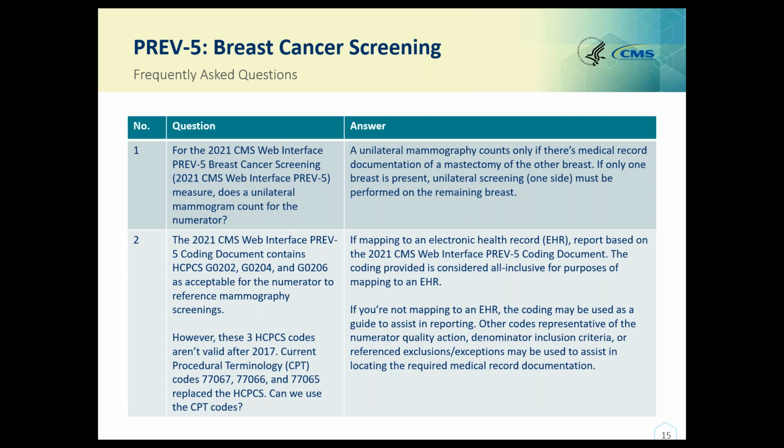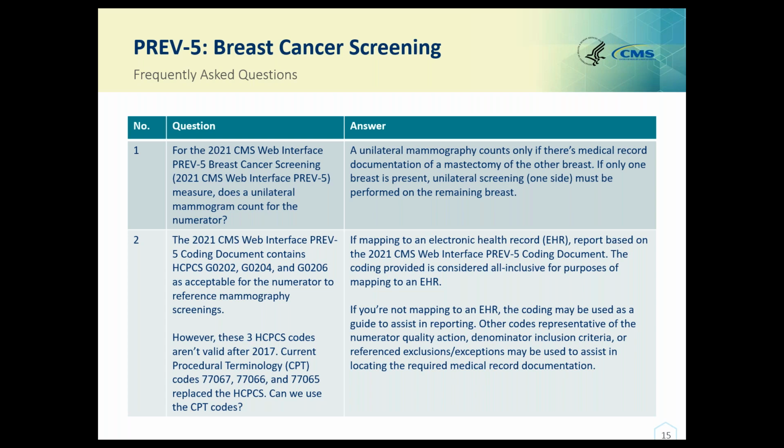Question 2. The 2021 CMS Web Interface PrEP5 coding document contains HCPCS codes G0202, G0204, and G0206 as unacceptable for the numerator to reference mammography screening. However, these 3 codes aren't valid after 2017. Can we use the CPT codes? If you're mapping to an EHR, report based on the 2021 CMS Web Interface PrEP5 coding document. The coding provided is considered all-inclusive for purposes of mapping to an EHR.